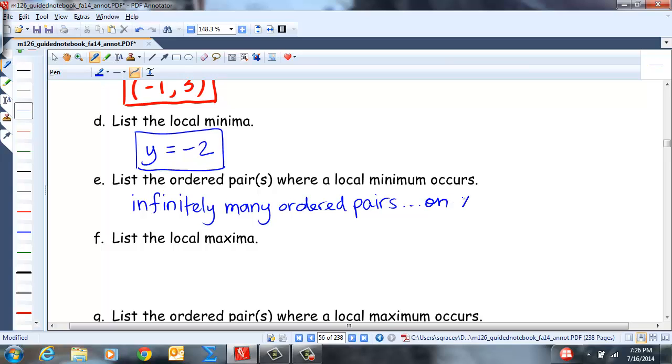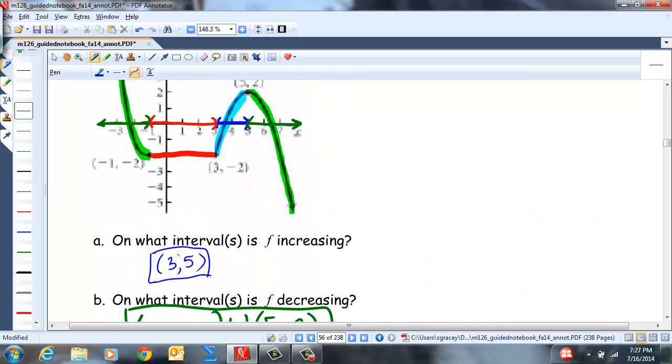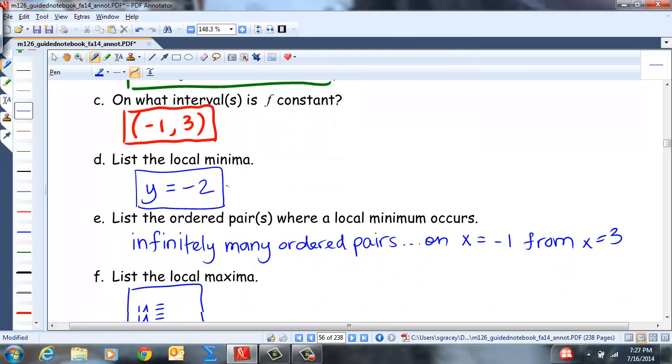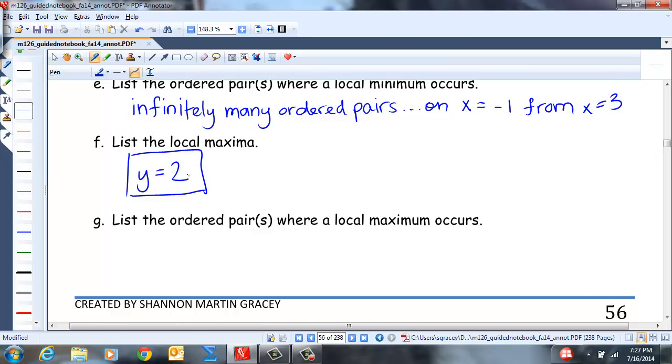On x equal to -1 from x equal to 3. So list the local maxima we just said was at y equal to 5. So it's the y value. And the ordered pair, was it 5? No, it was y equals 2. Let's look at it again. Yes, that's true. It's a y value of 2, and the x value where it happens is 5. So at y equal to 2, the ordered pair where it occurs is 5, 2. Okay?